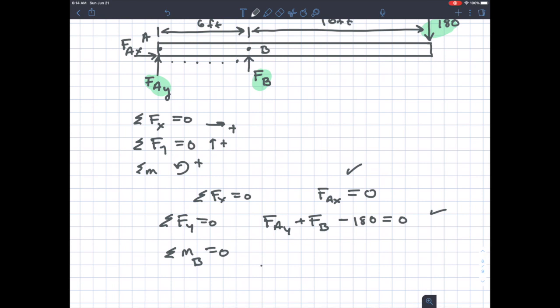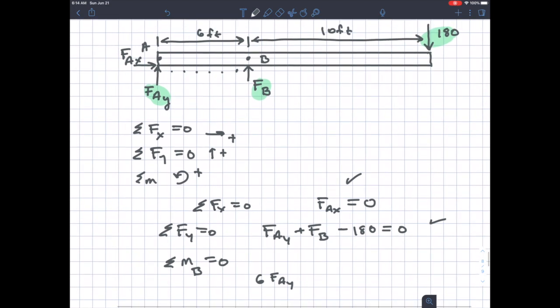The only question then is which direction is the rotation. If I'm pinned at point B, looking here, let me just mark over it.